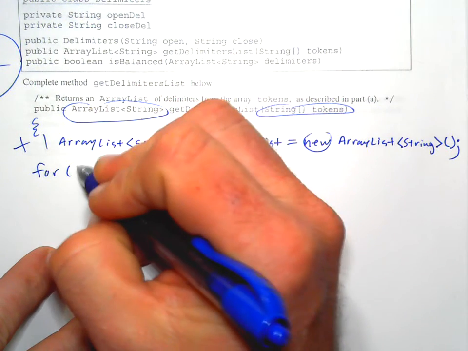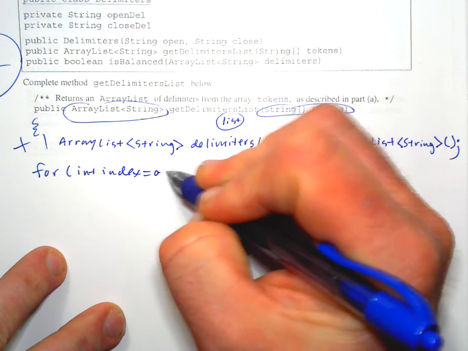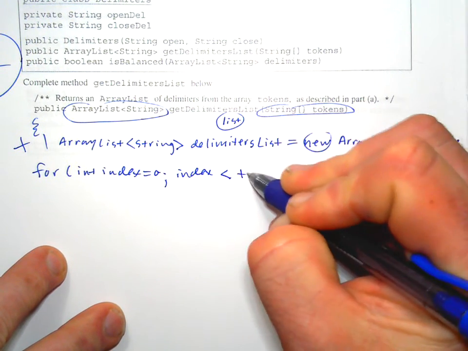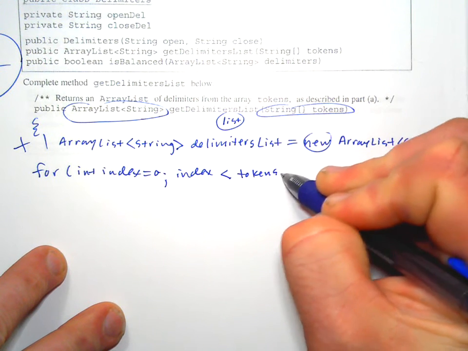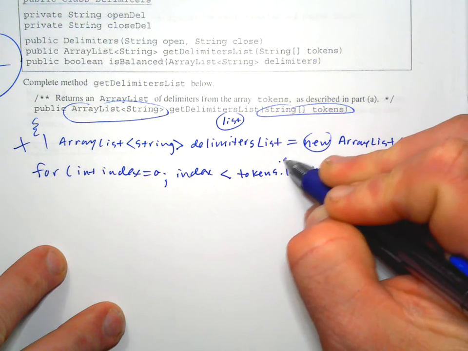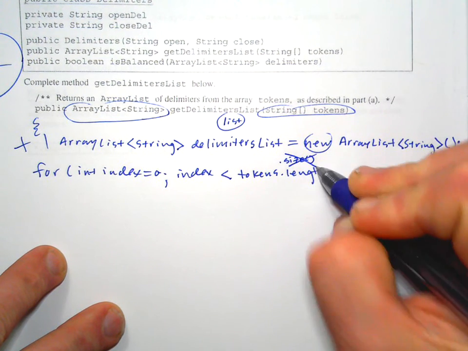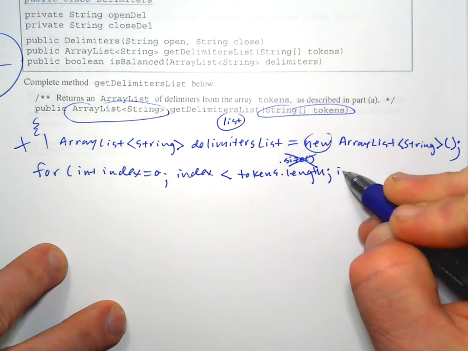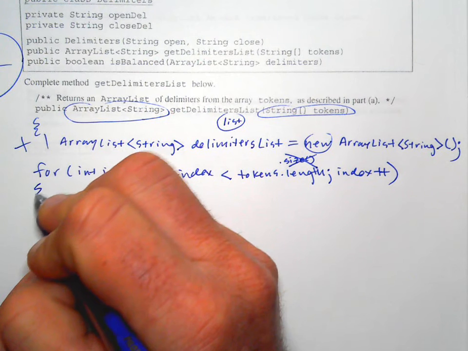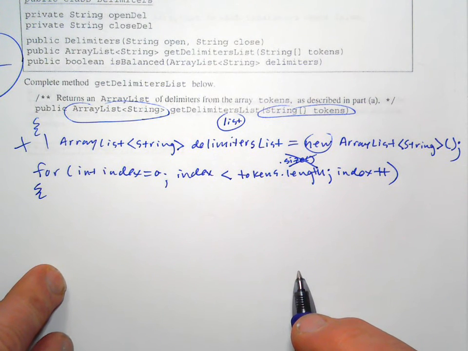So you should have for loop int index equals 0. Index is less than tokens dot length. Now some of you guys did dot size, but dot size is for array list. This is an array, okay? And you'll lose points for that. So basic stuff you guys got to get right. Differences between arrays and array lists. You got to know which one you're dealing with. You got to know the differences.